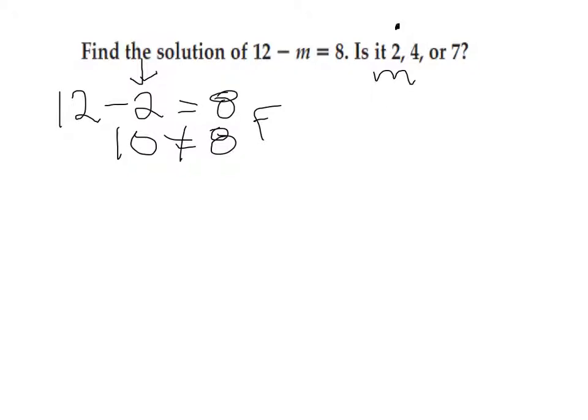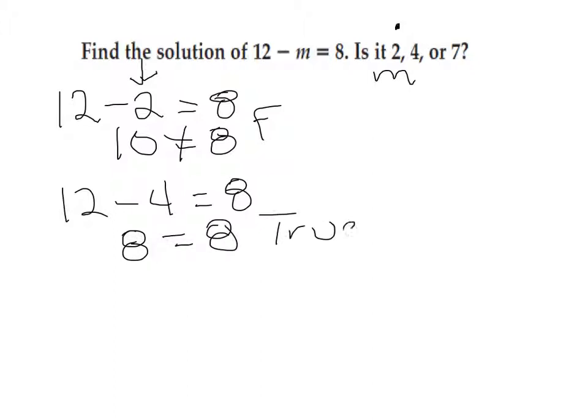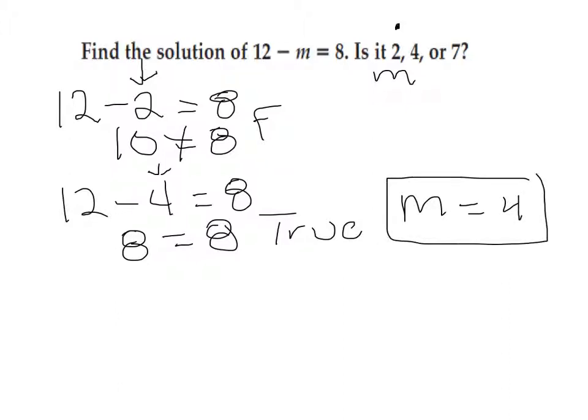Let's try our next number. Our next number, 12 minus 4, is it equal to 8? Let me do some work here. 12 minus 4 is 8. This is a true statement. Remember, the answer is not 8, it's the number that we plugged in, and in this case, it's 4. So m is equal to 4. We get to stop. We don't have to check 7, because we know that in an equation, 4 is the answer.